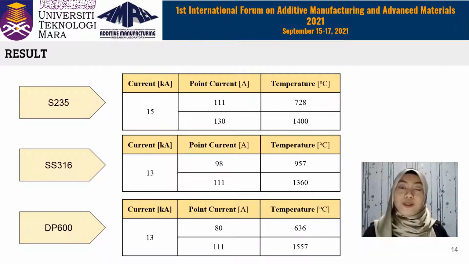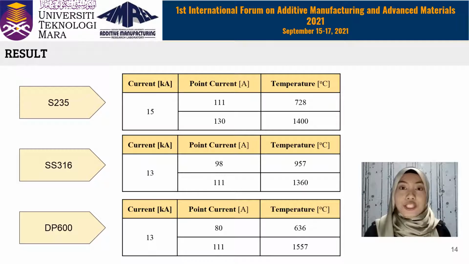However, the weld nugget could not be generated at the prescribed temperature of 7 to 8 degrees C at 110 ampere for S235, 957 degrees C at 98 ampere for DP600, and 636 degrees C at 80 ampere for SS316, according to the data in the table. Because the melting point of any steel utilized should be greater than 1000 degrees C, the resistance spot welding process would be ineffective unless the current flowing through the machine generated enough heat.